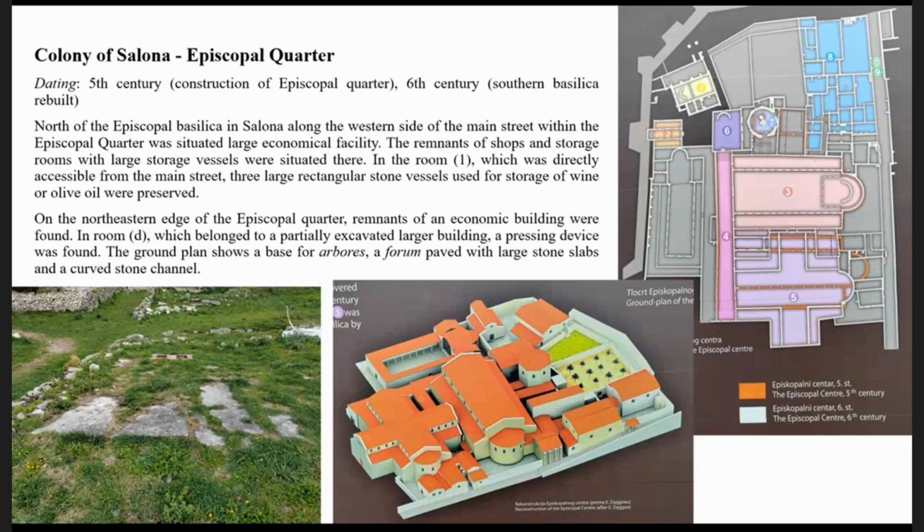In Salona, the Episcopal Quarter definitely is the most interesting feature from the late antiquity. It was constructed in the 5th century. You can see on the ground plan 2 basilicas. The first phase is from the 5th century, while the southern one was rebuilt in the 6th century. Here on the north, by the number 8, the blue one, is the palace of the bishop. You have also this large main street. Everything was newly constructed during the 5th century.